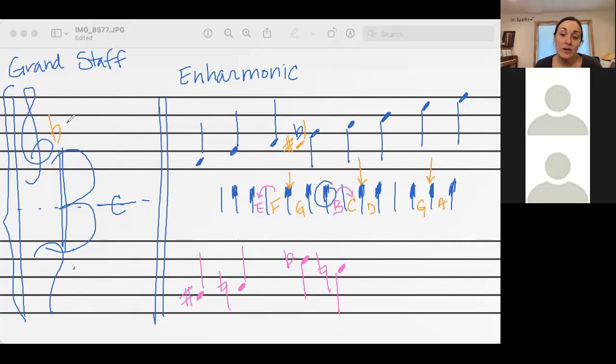But it's also the way that our brains are wired. Usually when we're taught our fingerings, right, we're taught the accidentals that we're going to encounter the most often first.